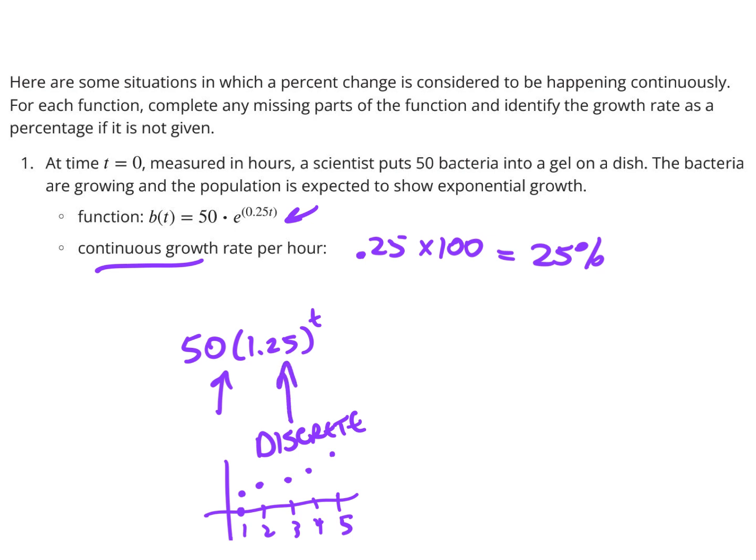And that's this one. Now, continuous growth, it doesn't matter what my intervals are, it constantly grows in between intervals. So that's the difference between discrete and continuous. One is constantly growing and one only grows at certain intervals. It doesn't do anything between the intervals.